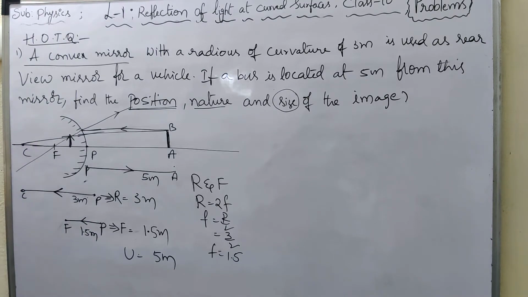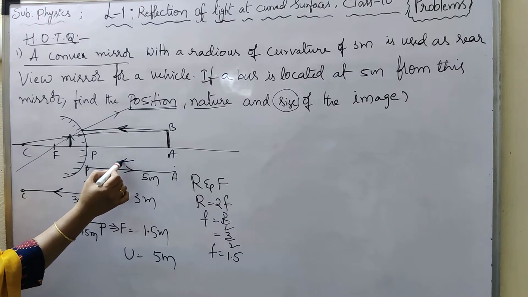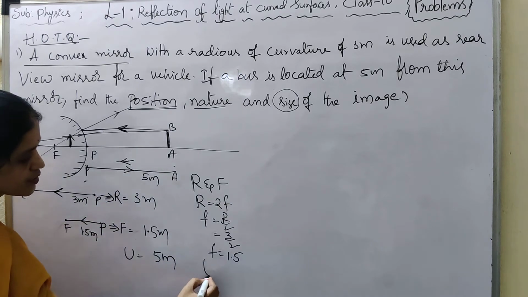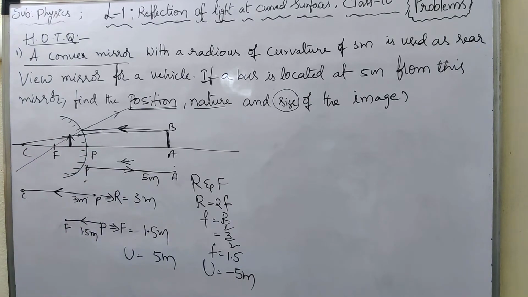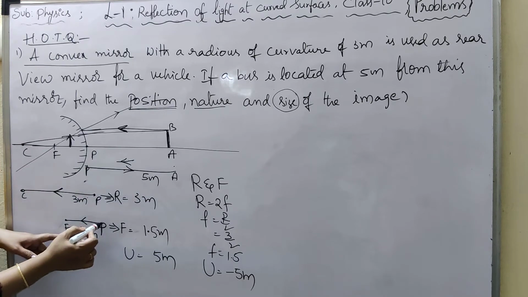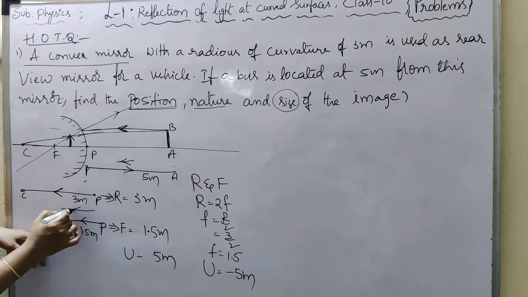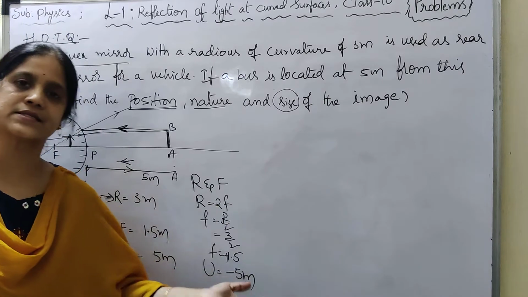Now we have to take the sign conventions. Incident ray is towards this direction, and distance U is towards this. So you must take U is equals to minus 5 meters. Both are in the opposite direction. Next, F value also. F, P to F. Where is this F? P to F, and incident ray also towards this direction only. So both are in the same direction means you must take it as positive. So positive means no need to write plus.